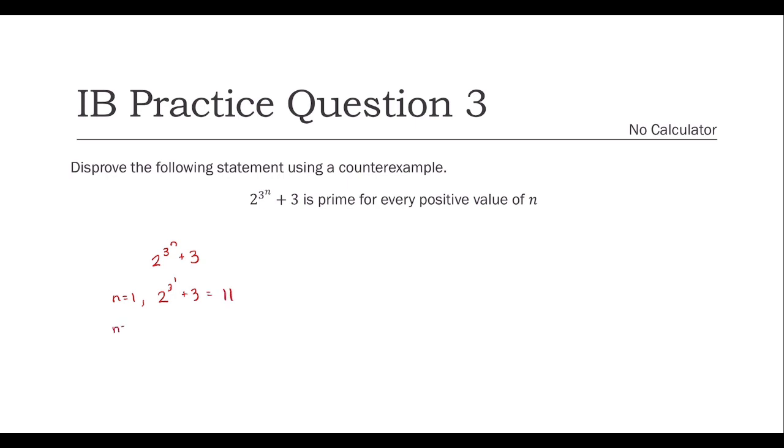So now we'll try 2. When n equals 2, we have 2 cubed squared plus 3. So 3 squared is 9. 2 to the 9th is 512. Plus 3 is 515, which is divisible by 5. So we know that this is not true because it's not prime. And then you can end it just by writing disprove. So we've disproved this statement.